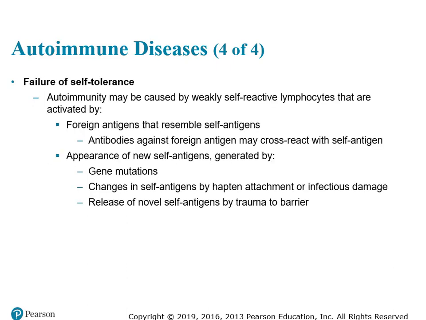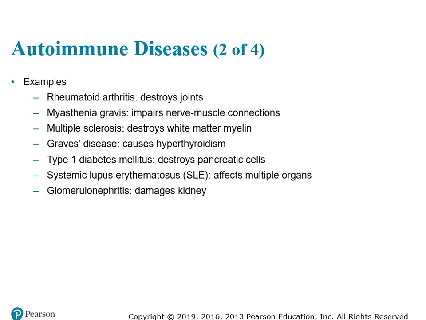So that is how you end up with autoimmune diseases. Okay. So failure of self-tolerance is what leads to autoimmune disease. Again, foreign antigens that resemble self-antigen, new self-antigens due to gene mutation, barriers that have been broken, haptens that have been attached. Those are the reasons why you end up with autoimmune disease. Now, when you have autoimmune disease, you start destroying your own tissue. So these are a list of autoimmune diseases, a few of them that we have in our body. It's starting to destroy your own cells.